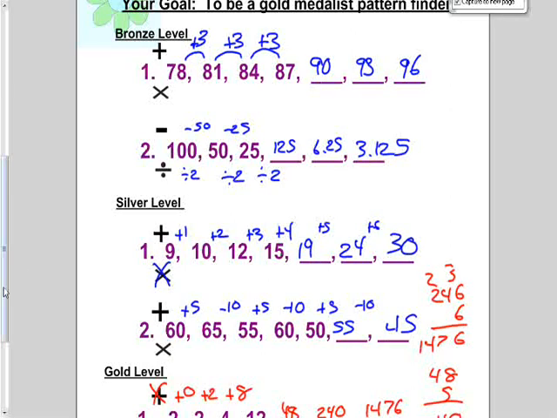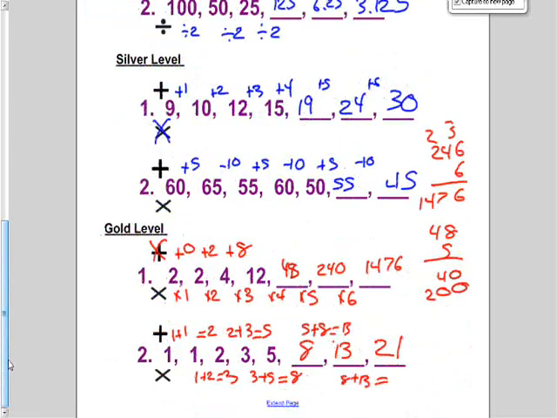All right, getting a little bit more challenging. Silver level. You can see here that multiplication did not work, so I crossed it out. I showed what happened each time: plus 1, plus 2, plus 3, plus 4, plus 5, plus 6. My next numbers are 19, 24, and 30. Okay, this next one, I added 5, subtracted 10, added 5, subtracted 10. My next terms are 55 and 45.